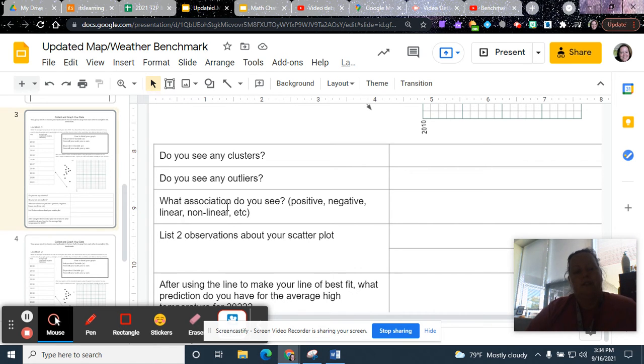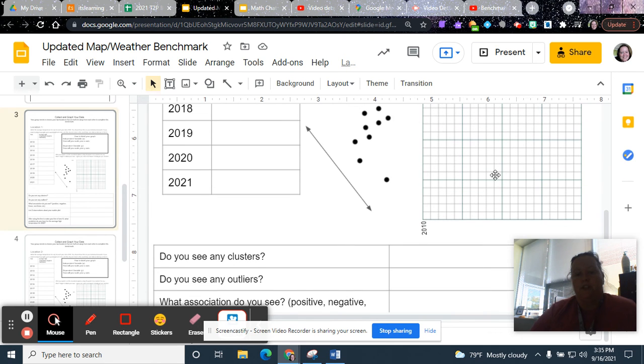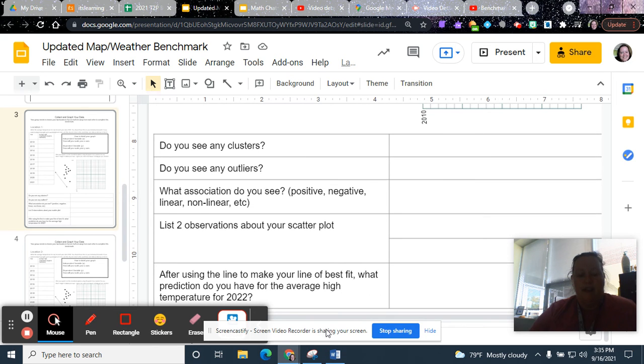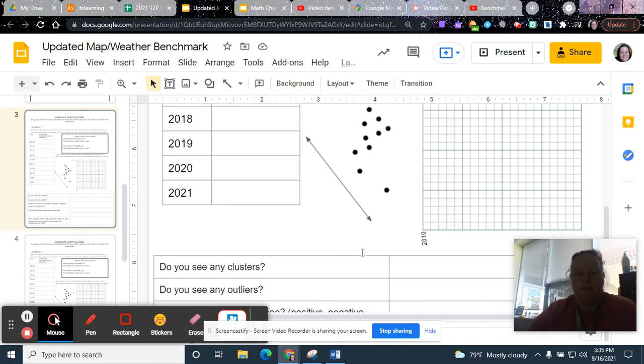And then think about, what association do you see? Do you see a positive association? Do you see negative association? Maybe you see no association, or that it's like zero slope, like it's just always the same or close to the same temperature. That could also happen. Once you've talked about your association, I want you to list 2 observations. What are things that you see based on your scatter plot? And then after using the line to make your line of best fit, what predictions do you have?